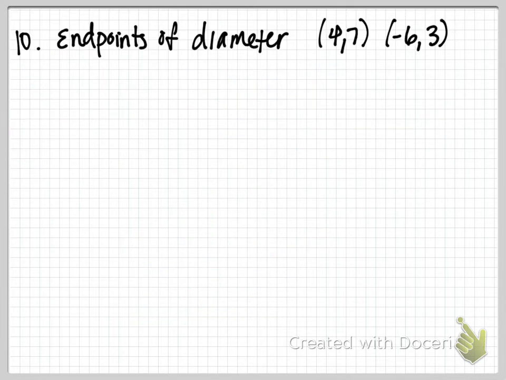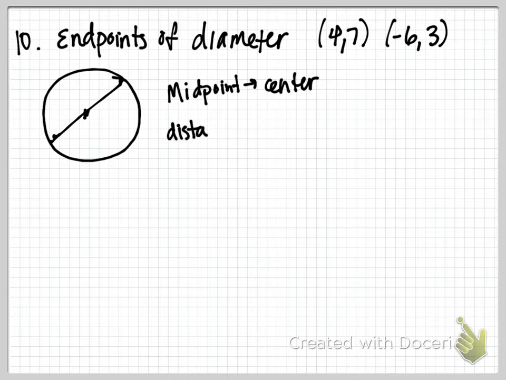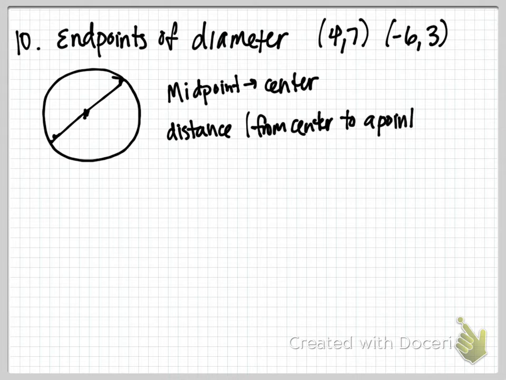Now, number 10 gives you the endpoints of the diameter at the points 4, 7, and negative 6, 3. Now, when you have the endpoints of your diameter of a circle, you know that halfway is the center, so that means that the midpoint is used to find the center. And then once you have the center and a point on the circle, which are the endpoints of your diameter, you use the distance formula from the center to a point to find your radius.